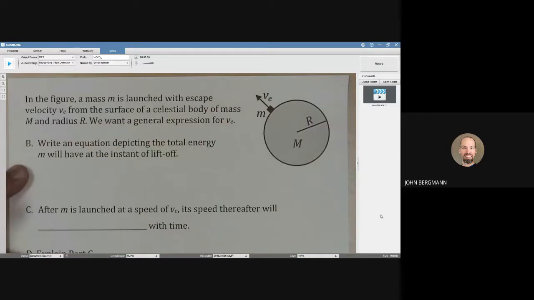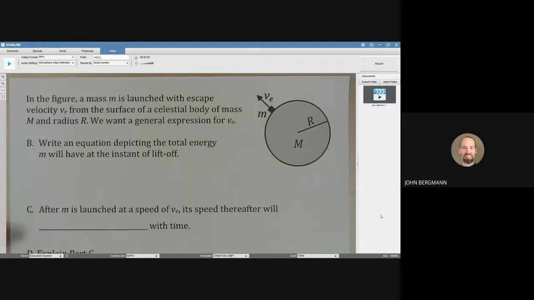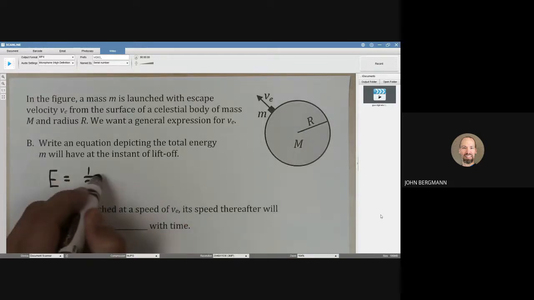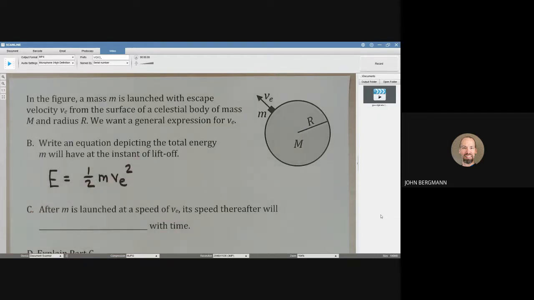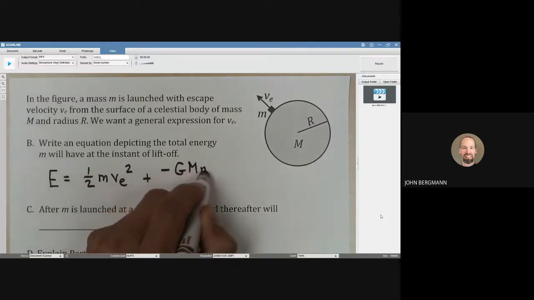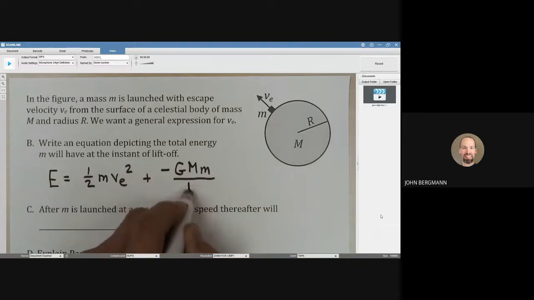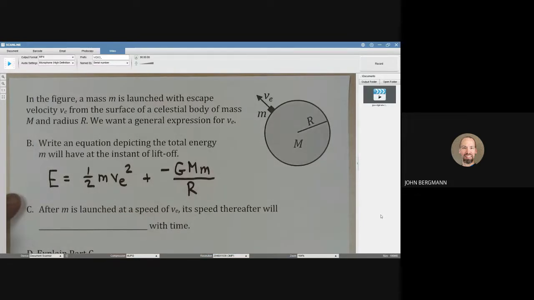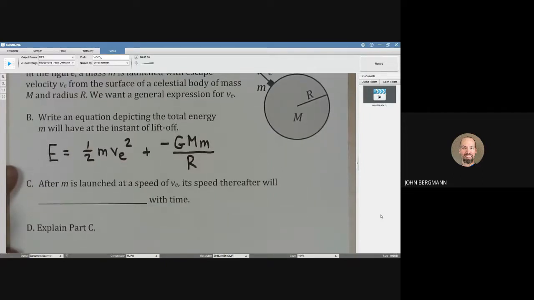In the figure, a mass m is launched with escape velocity ve from the surface of a celestial body of mass M and radius r. We want a general expression for ve. Write an equation depicting the total energy m will have at the instant of liftoff. The energy this mass will have is its kinetic energy, 1/2 mv squared, but this is the escape velocity, so we're going to designate that with the subscript e, plus the gravitational potential energy that we can assign to little m, which is the opposite of big G, big M, little m, divided by the distance between their centers of mass, which is r. We're assuming that this planet has no atmosphere in launching it at its escape velocity.